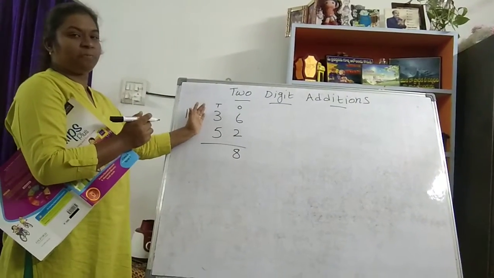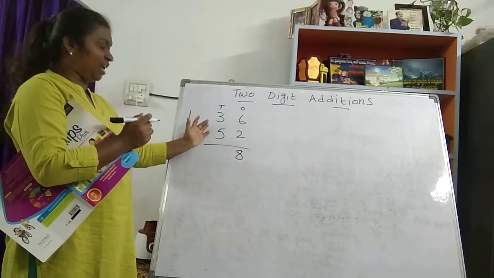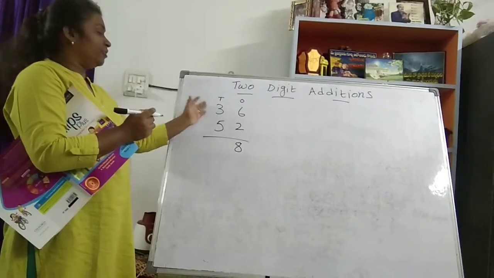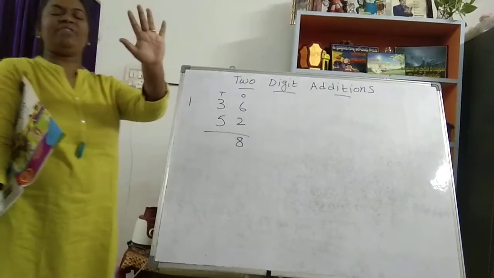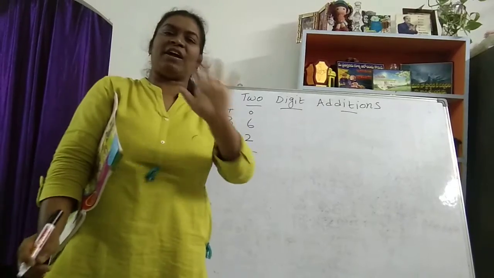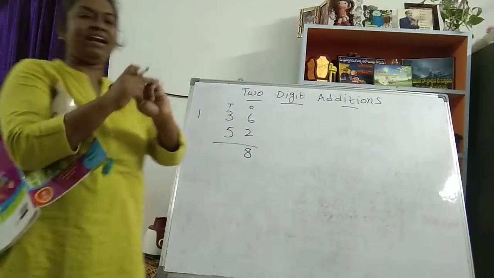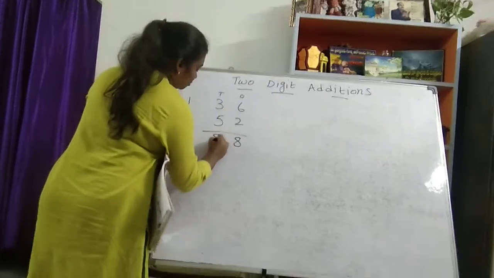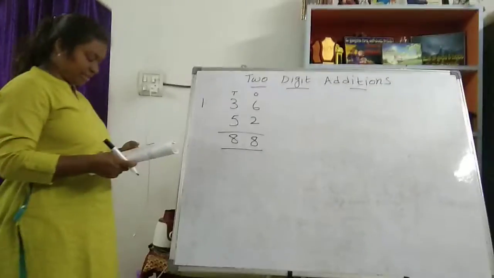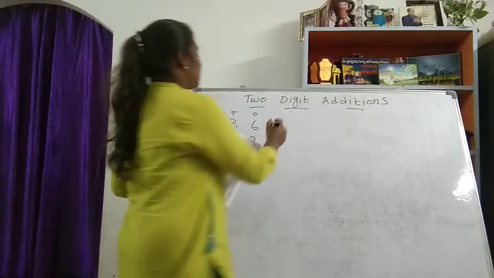Now see the tens place. Tens place also you have 3 and 5. 3 plus 5. So 3 in the mind, 5 on the fingers. 4, 5, 6, 7 and 8. So 8. So 88 is the answer. Okay. The next one, second one I will do.